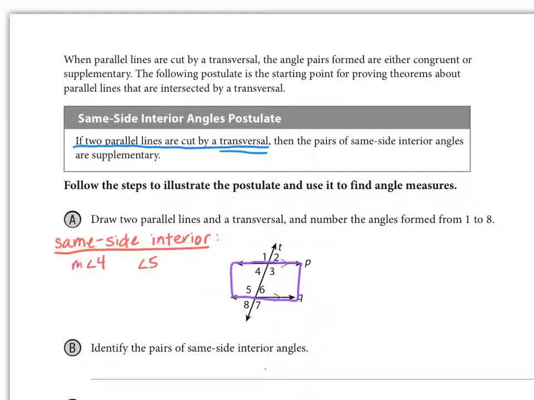So I'm going to write a full statement here. The measure of angle 4 plus the measure of angle 5 is equal to 180 degrees. We know that only when the lines are parallel. And our other pair of same side interior angles is angle 3 and angle 6. So those add up to 180 degrees.